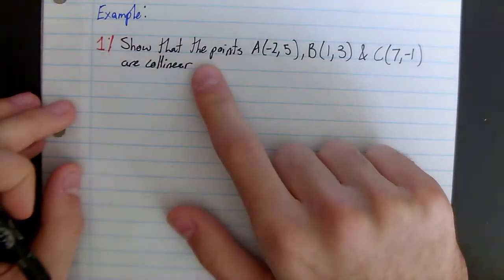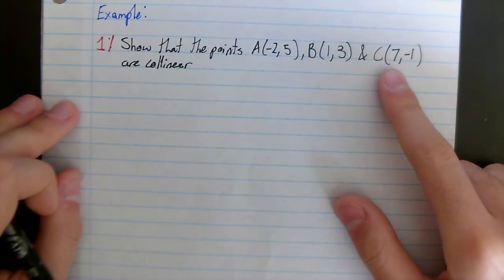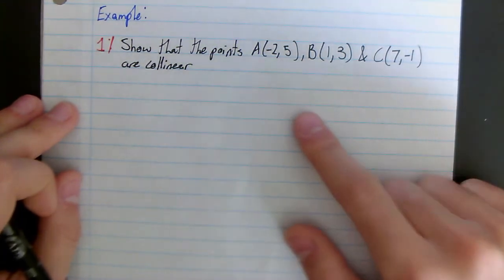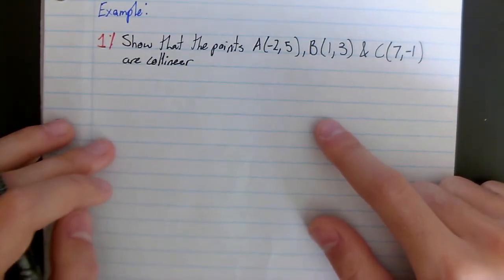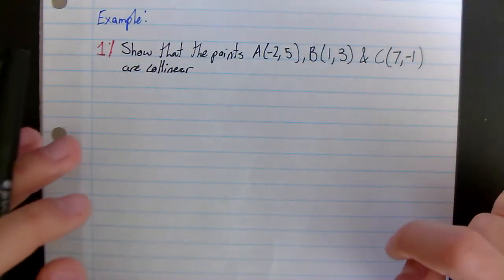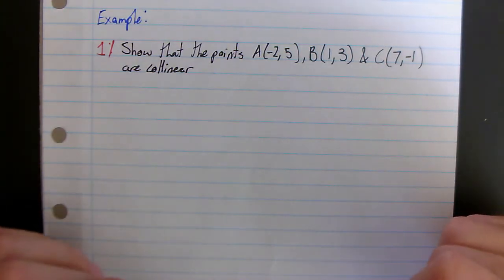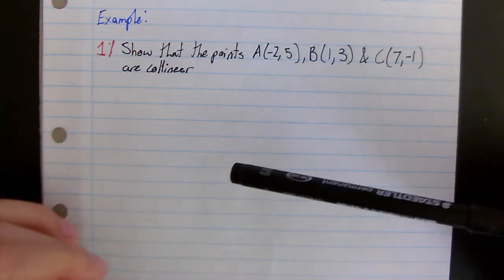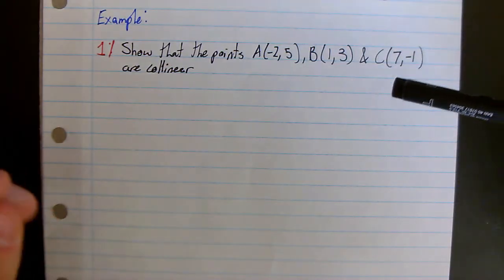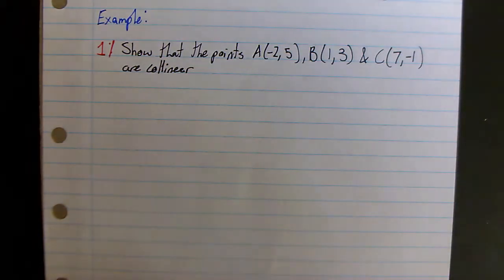So show that the points A(-2, 5), B(1, 3), and C(7, -1) are collinear. All we need to do is show that we've got three points, A, B, and C, and we need to show that the gradient between them is equal. So find the gradient from A to B and the gradient from B to C, and if they're both equal, then that will suffice. That's exactly what we're going to do.